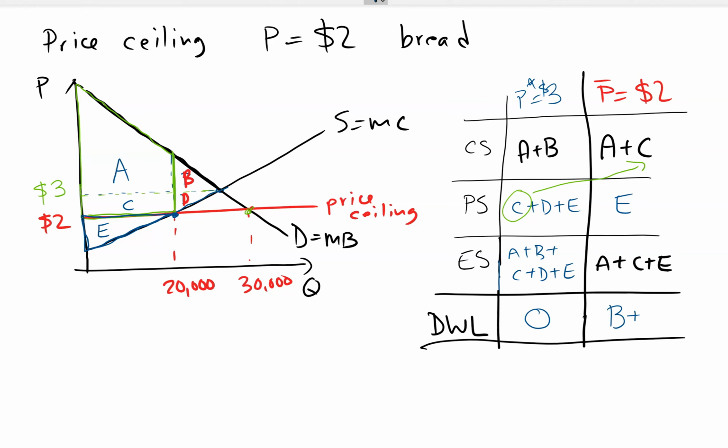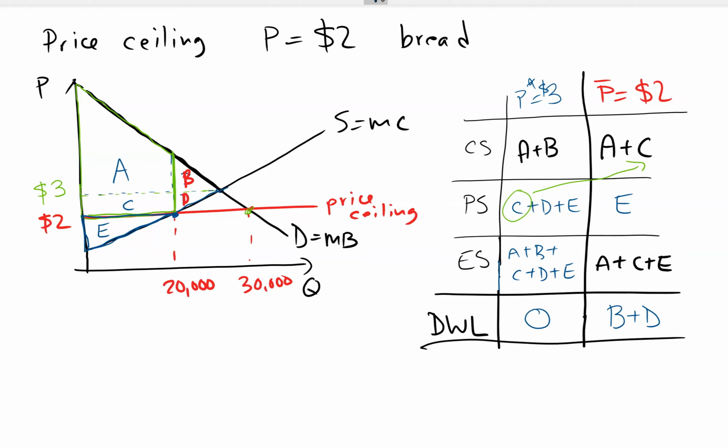So this B and D is called deadweight loss. So this is the cost of this policy. So the cost of this policy for the overall economy, this is one of the costs. Some of the other costs cannot exactly be seen here. We'll talk about this in just a second. But the cost in terms of deadweight loss is right here, this area B and D.